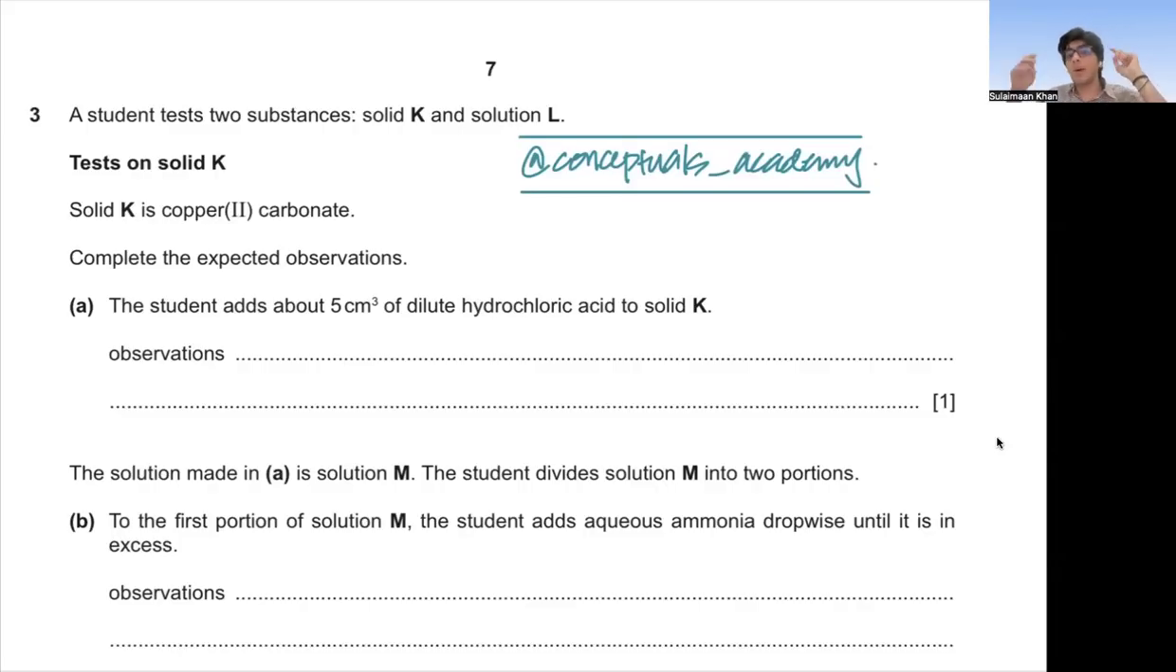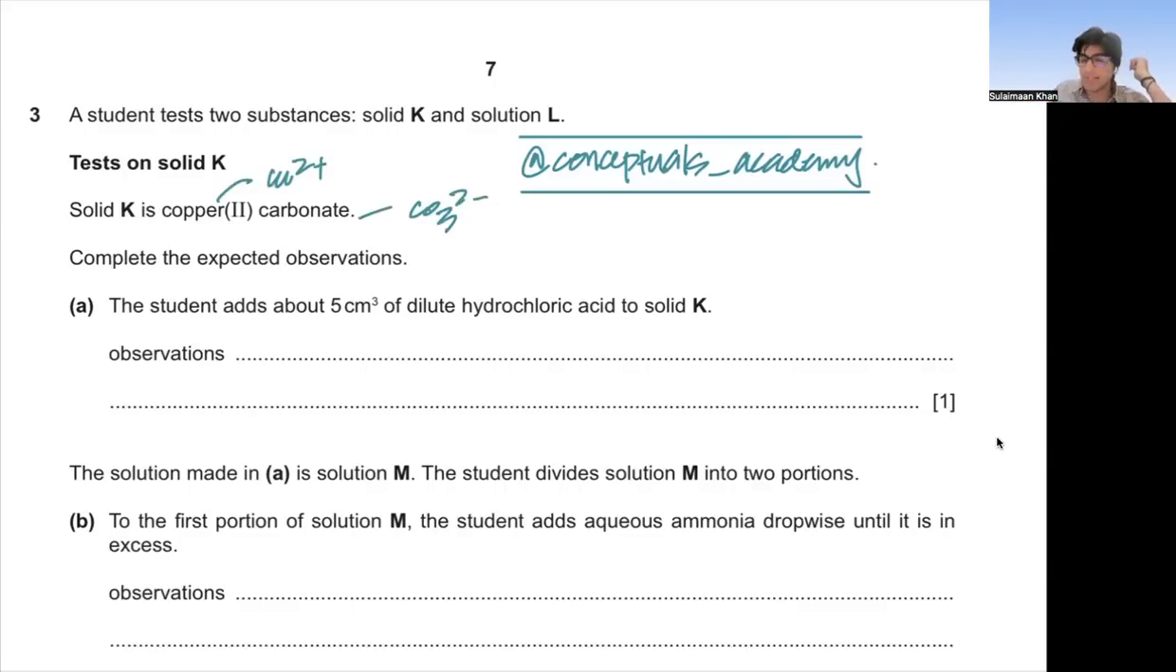Copper to carbonate. What is the thought process? The thought process is, hey, I'm going to isolate the copper 2 plus and the carbonate.